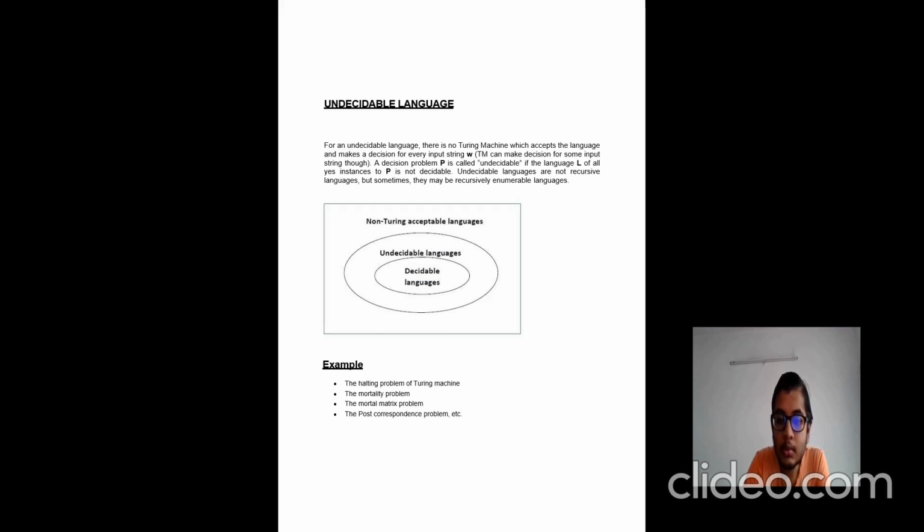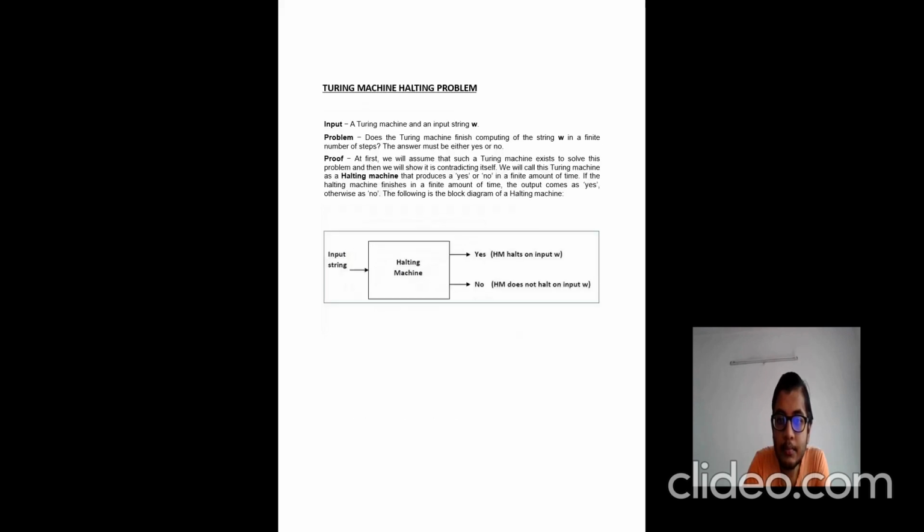The Turing machine halting problem. Input: a Turing machine and an input string W. Problem: does the Turing machine finish computing the string W in a finite number of steps? The answer must be either yes or no. Proof: at first we will assume that such a Turing machine exists to solve this problem, and then we will show it contradicts itself. We will call this Turing machine a halting machine, which produces yes or no in a finite amount of time. If the halting machine finishes in a finite amount of time, the output is yes, otherwise no.